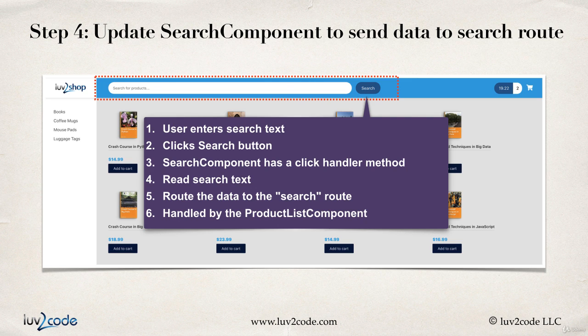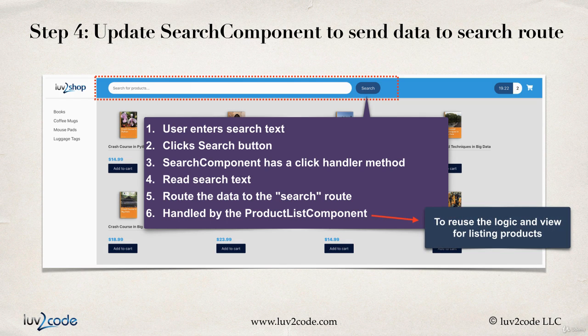And now you may wonder, well, why is it being handled by the product list component? Because basically we want to reuse the logic in view for listing products. We already have that functionality in place. Instead of reinventing the wheel, we'll simply reuse that given product list component. And we'll see more of this as we get into the coding.